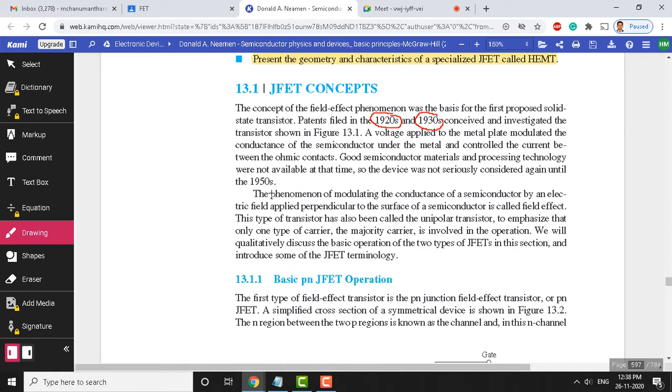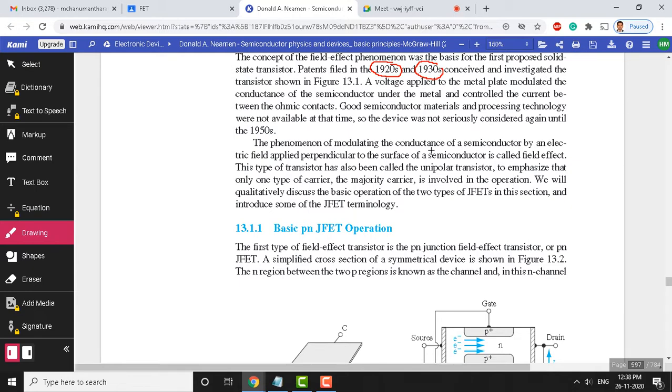Okay. The phenomenon of modulating the conductance of a semiconductor by an electric field applied perpendicular to the surface of a conductor is called field effect. Many times we do not know what field effect is here. Try to understand the meaning of a field effect here. What do you mean by field effect? The phenomenon of modulating the conductance of a semiconductor. So, this is the definition.